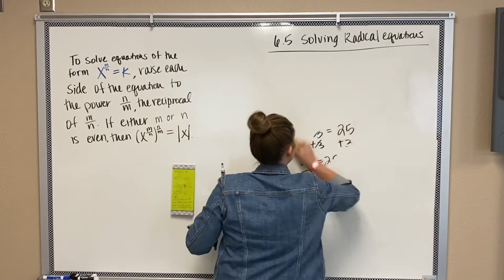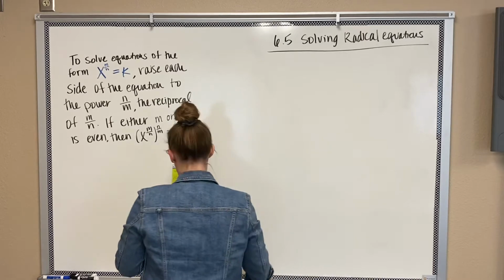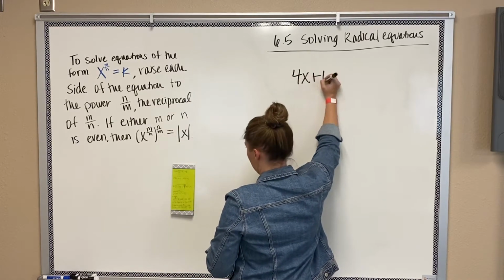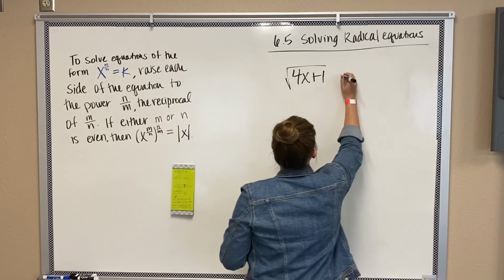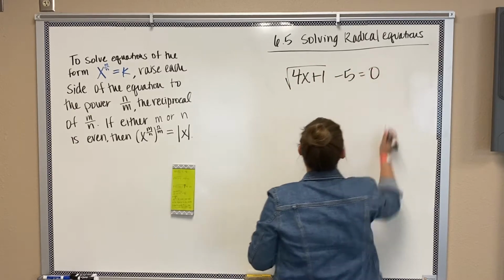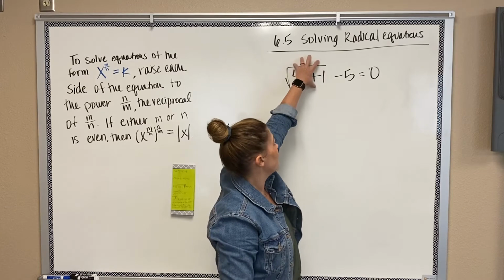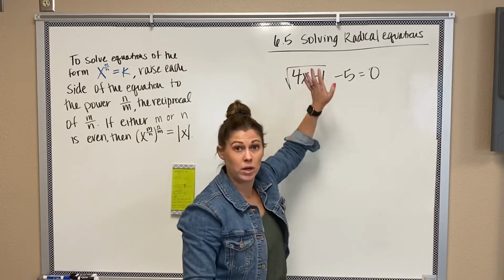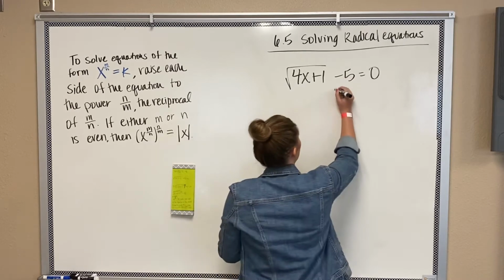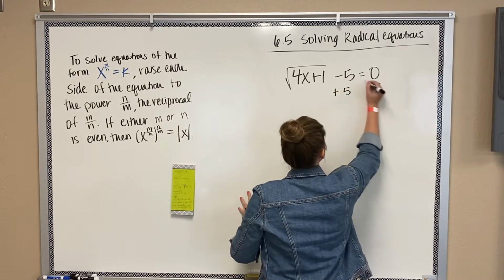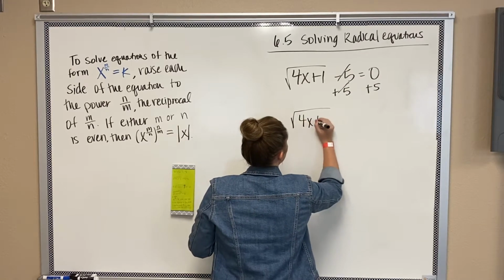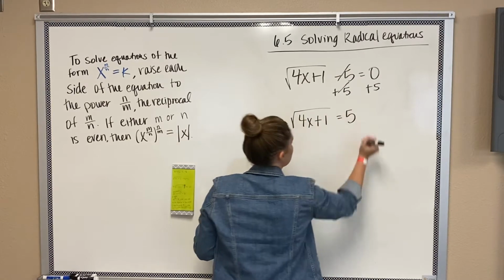Let's do another one, another square root. So we have the square root of 4x plus 1, so that is under the radical, and then minus 5, which is on the outside. You notice this right here is what we want to isolate. What's on the same side of that is this negative 5, so we want to move it over. By doing that, we add 5 to both sides. So we bring down the square root of 4x plus 1 is equal to 0 plus 5, which is 5.